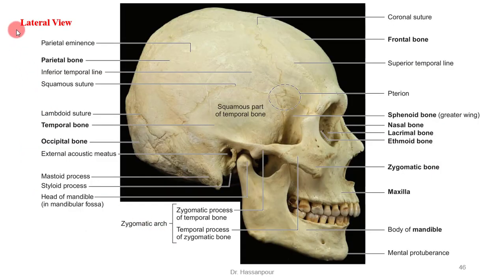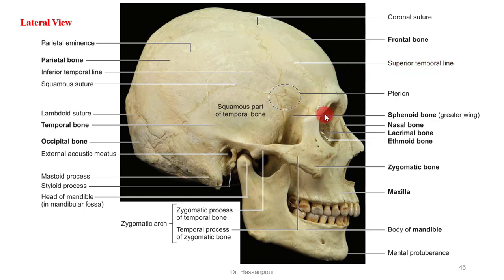Well, here you can see the lateral view of the skull. It shows one parietal bone, the temporal bone, and the zygomatic bone. This view also shows part of the maxilla, mandible, frontal bone, and the occipital bone. The superior and inferior temporal lines arc across the surface of the parietal and frontal bones and mark the attachment site of the temporalis muscle.